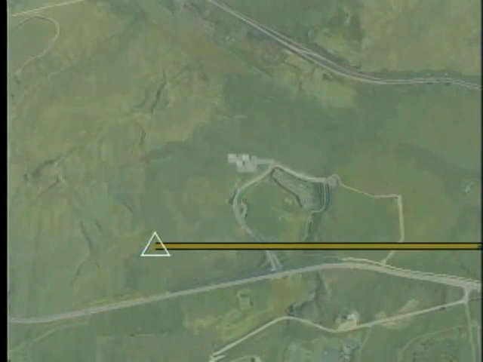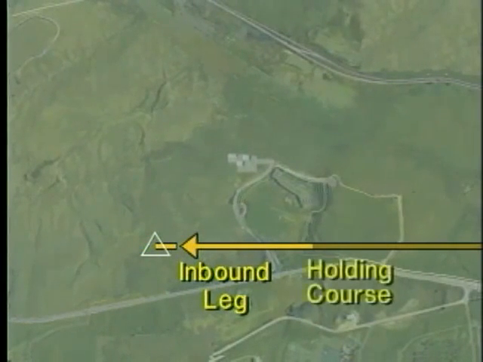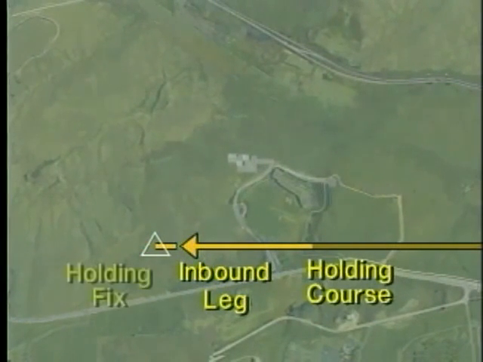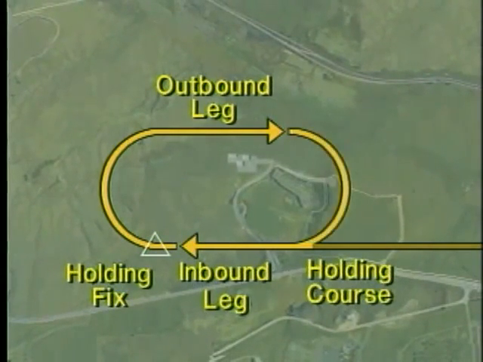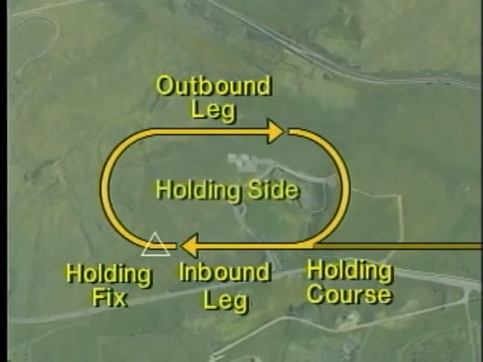To help you understand this procedure, let's look at some of the parts of a holding pattern. The inbound leg takes place along the holding course. When you reach the fix, turn to the outbound leg. After the proper time or distance, turn to re-intercept the inbound leg. The side of the course where the holding takes place is referred to as the holding side.